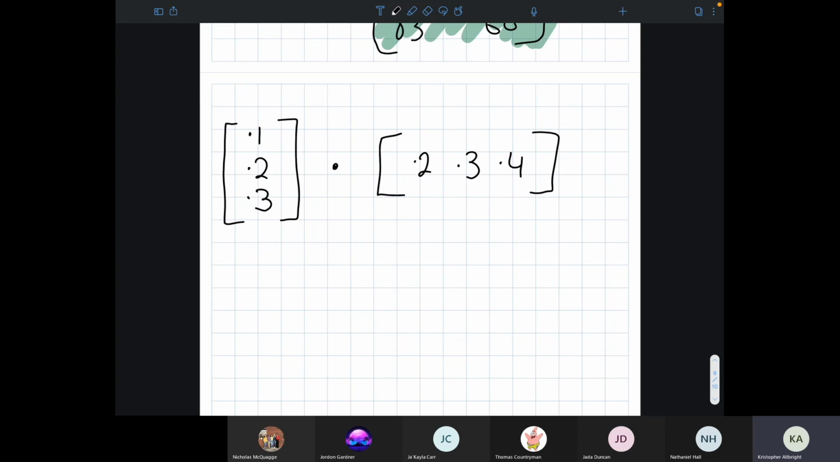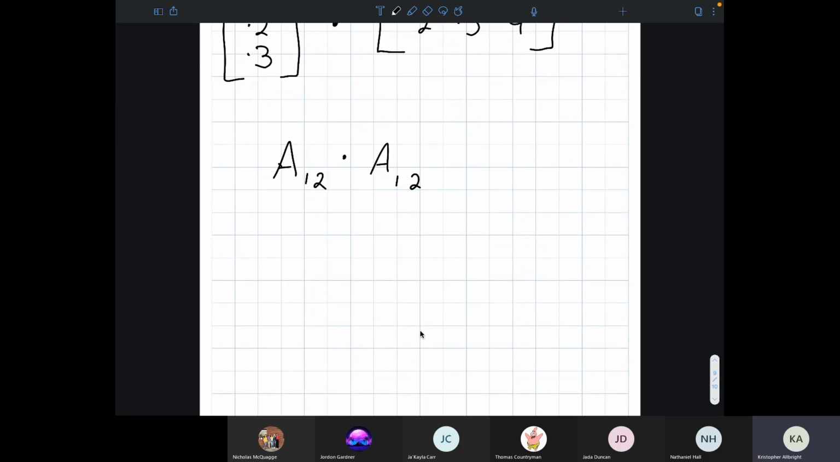Does that make sense? If you're trying to multiply something with the shape 1, 2 by something with the shape 1, 2, this is not going to work. So this would be something with 1 row and 2 columns. Make sense? But if you flip it to 2, 1, this will work. They have to be backwards like that.